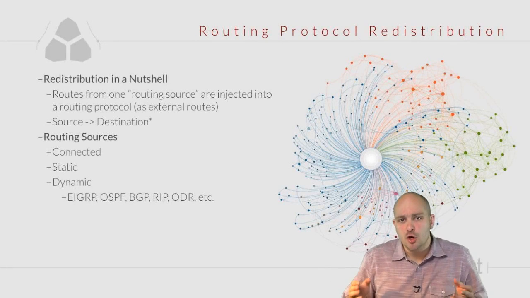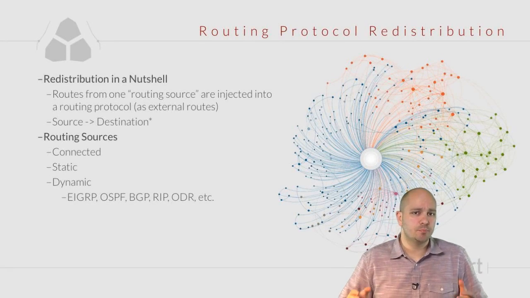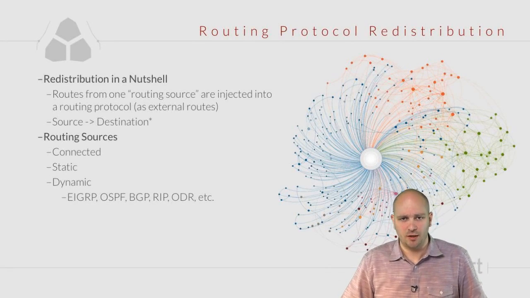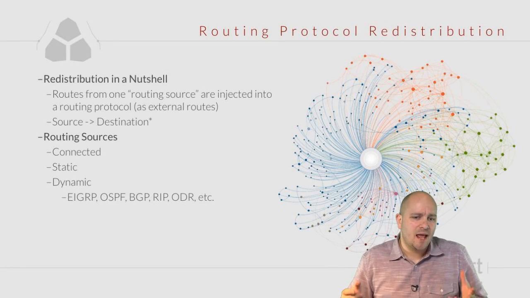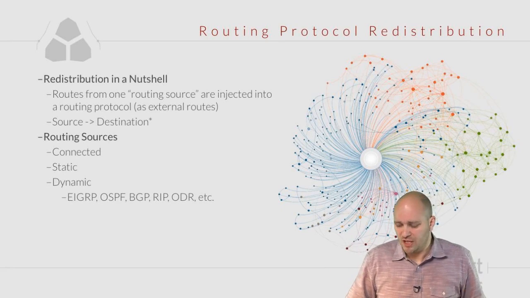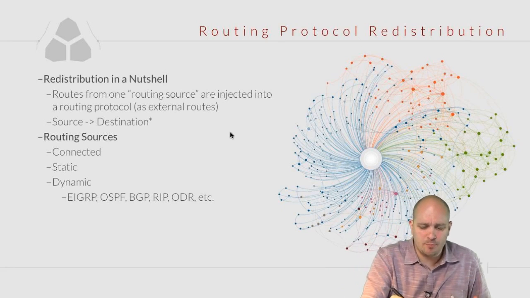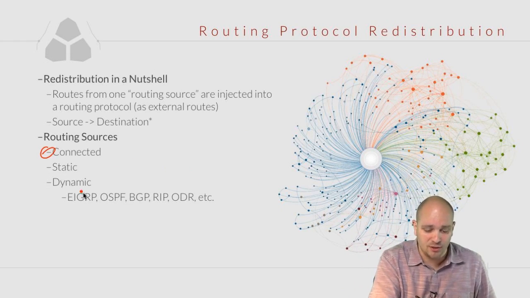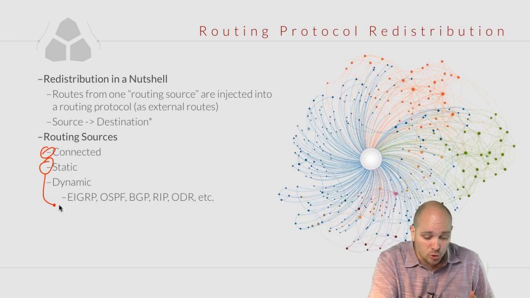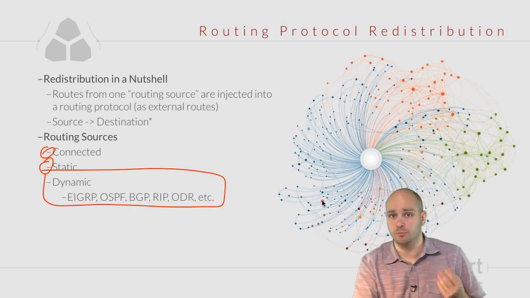Simply speaking, route redistribution is the process of injecting the routes from one routing source into a dynamic routing protocol as external routes. Now, what is the routing source? The routing source can be any number of things that inject the routes in a routing table. It could be the connected routes, it could be static routes, or it could be another routing protocol.